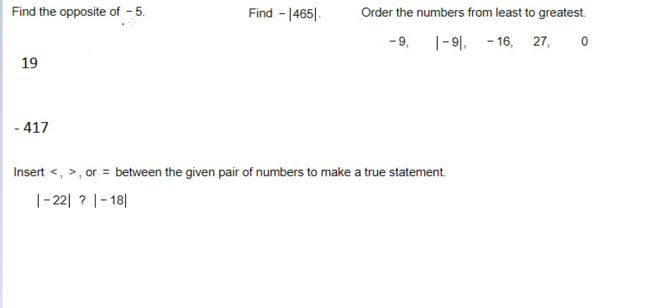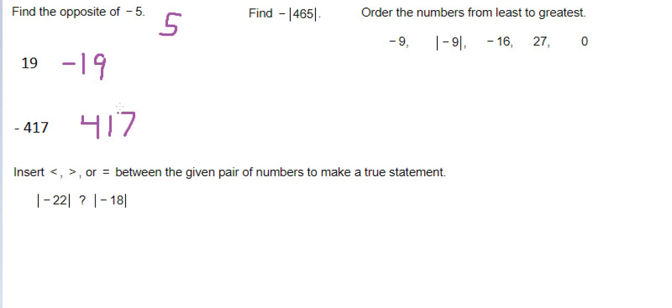Anytime I ask you for the opposite, you just change the sign. So the opposite of a -5 is a +5. The opposite of a +19 is a -19, and the opposite of -417 is +417. And the reason is it's asking you what number, say plus -5, would get you to 0, and that would be a +5.